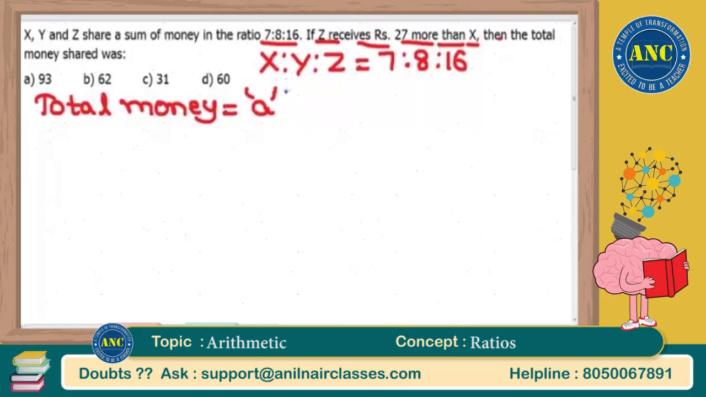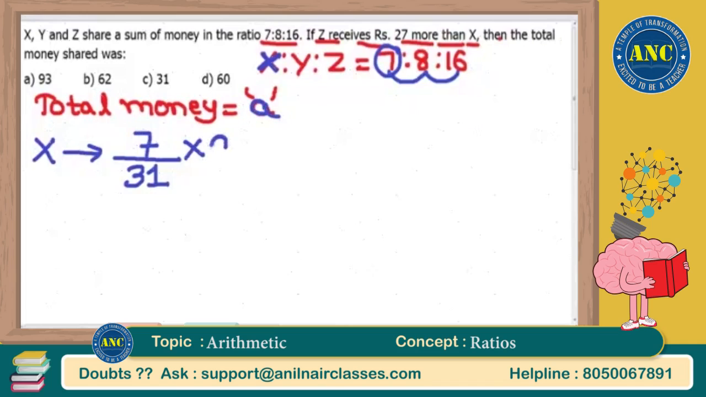Why am I calling it A? Because X is already used. Usually your textbook will keep it as X, but X is already used in this question. It makes no difference. I am taking A rupees. Now see here, X. How much will X get out of the total? 7 plus 8 is 15. 15 plus 16 is 31. Out of total 31 rupees, X is getting 7 rupees. 7 rupees is X's contribution. And the total money shared is how many rupees? A rupees. X is 7A by 31.